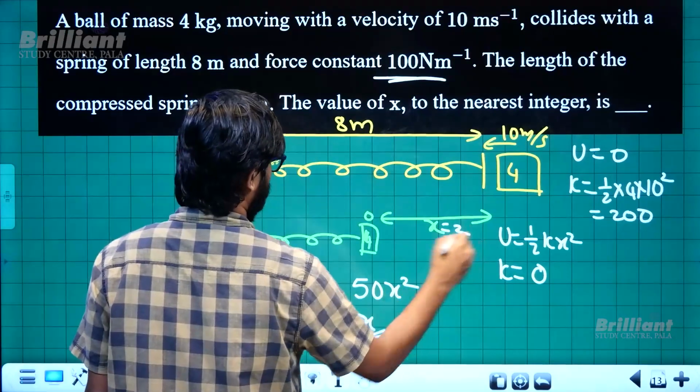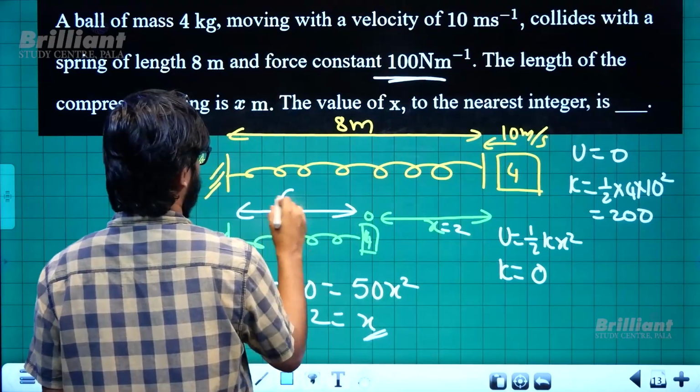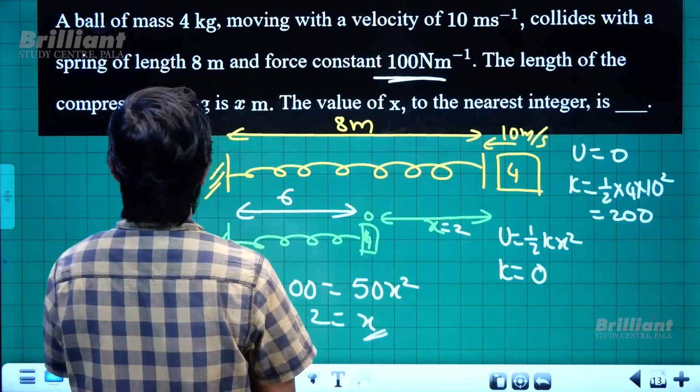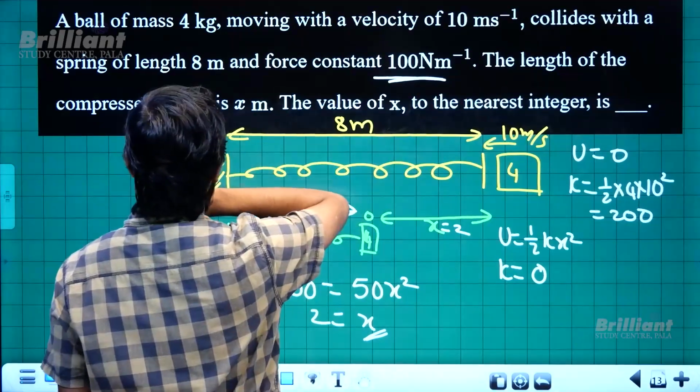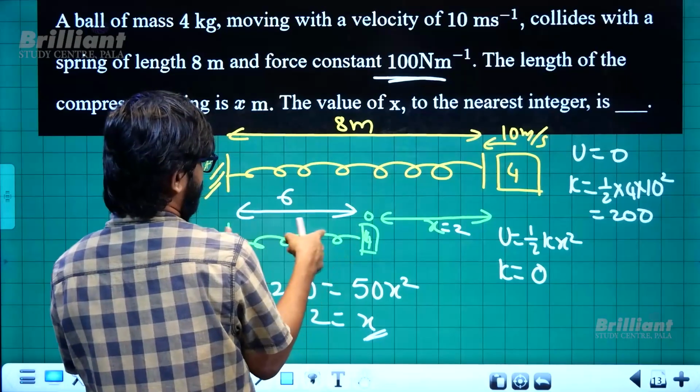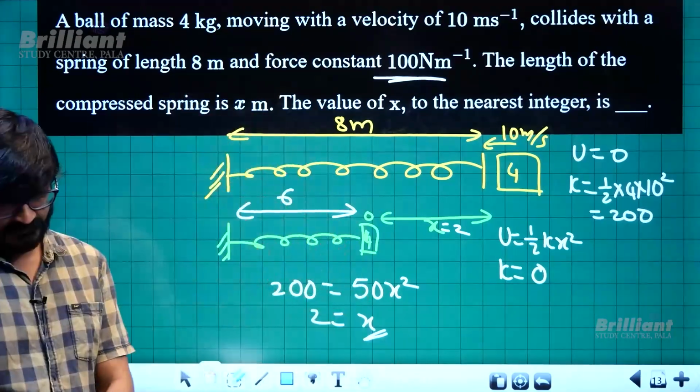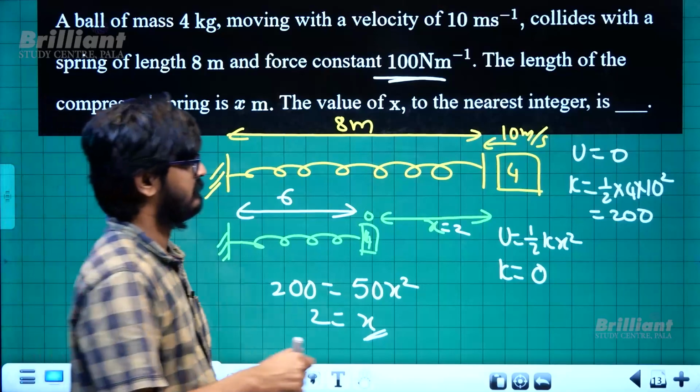This x equals to 2. So what is going to be this length? This length is 6. I have taken this as x, but they are asking the length of the compressed spring. The length of the compressed spring is 6. Yes, the length of the compressed spring is 6.